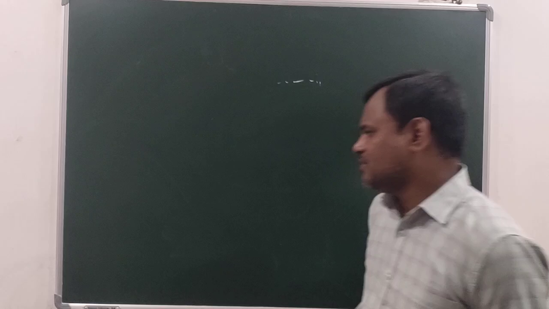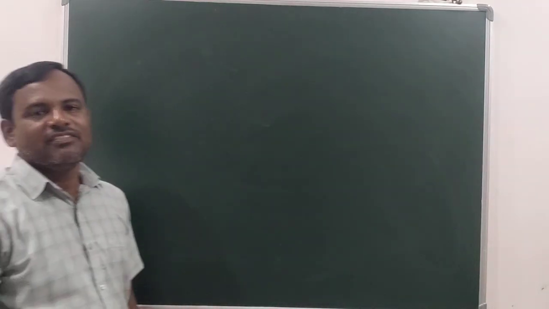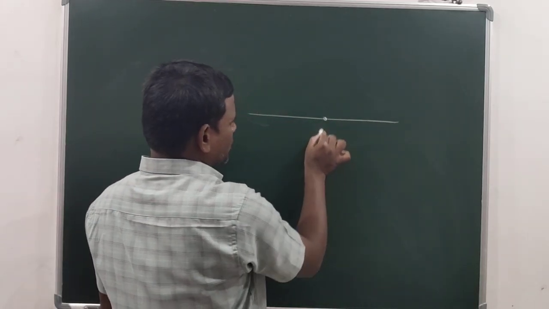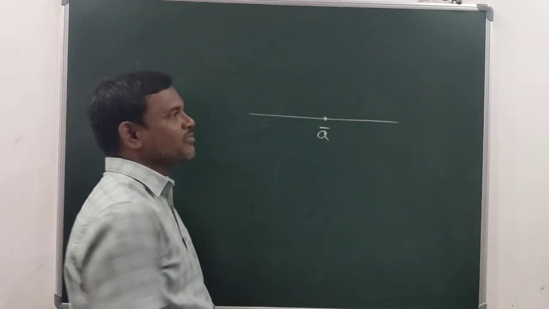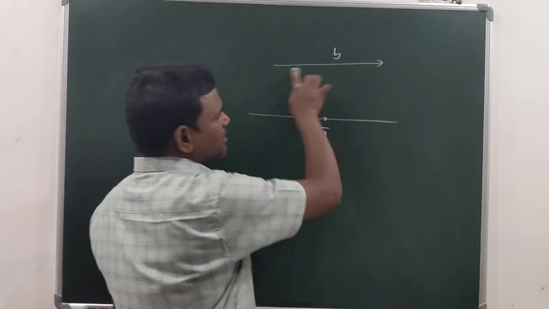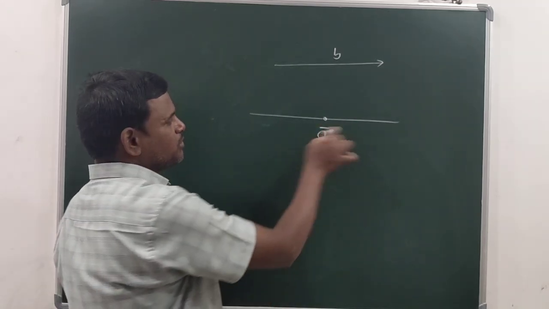Okay, right. Next, there is one vector which is passing through A and parallel to a vector B. This is the B vector and this is our required vector which is passing through A.